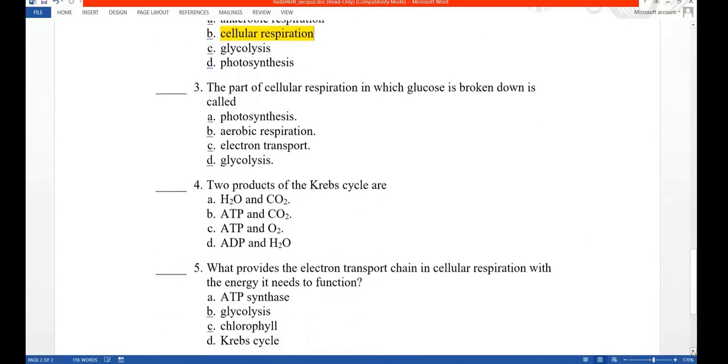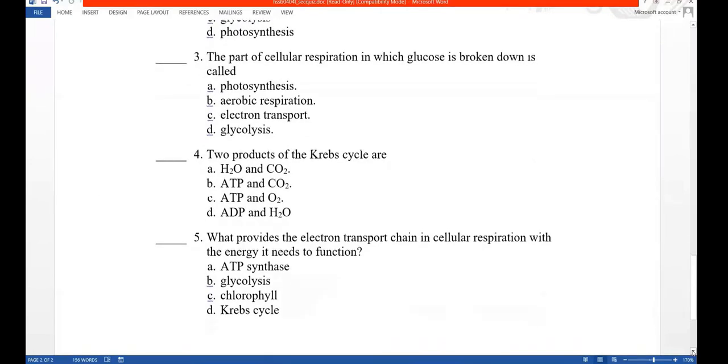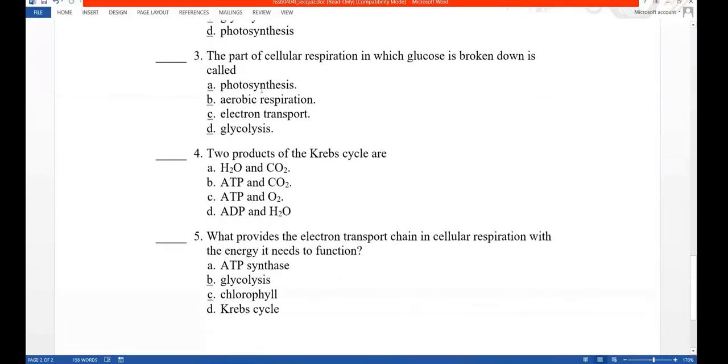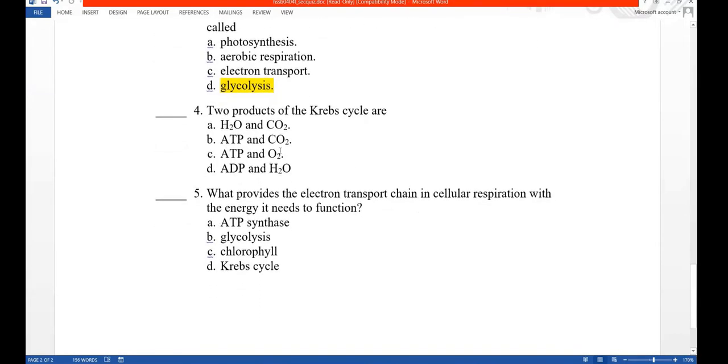Number 3, the part of cellular respiration in which glucose is broken down is called A, photosynthesis, B, aerobic respiration, C, electron transport, or D, glycolysis. Glycolysis. Yeah, it is D, glycolysis. The two products of Krebs cycle are, what are they? H2O and carbon dioxide, ATP and carbon dioxide, ATP and oxygen, or ADP and H2O? ATP and carbon dioxide. Very good. The ATP is released and also carbon dioxide is released during the first stage, which is the Krebs cycle.